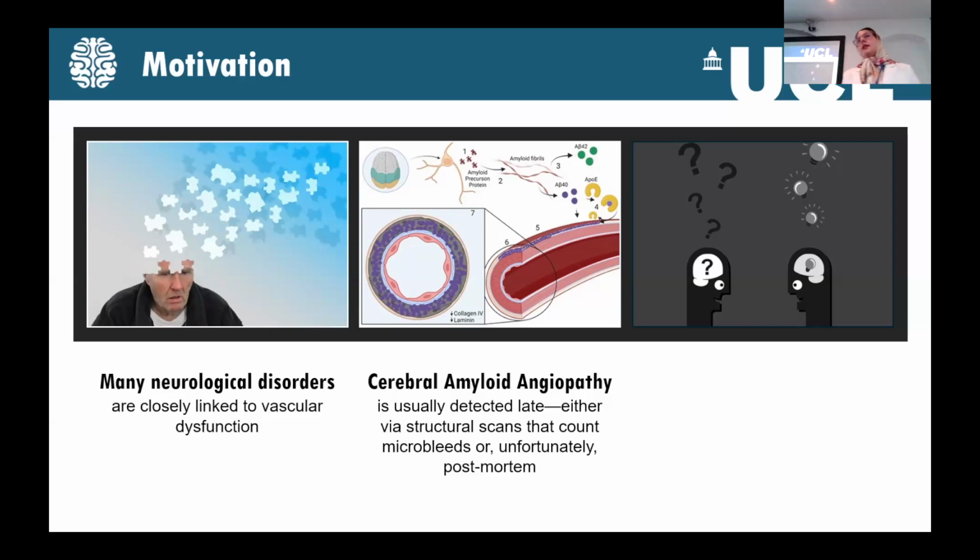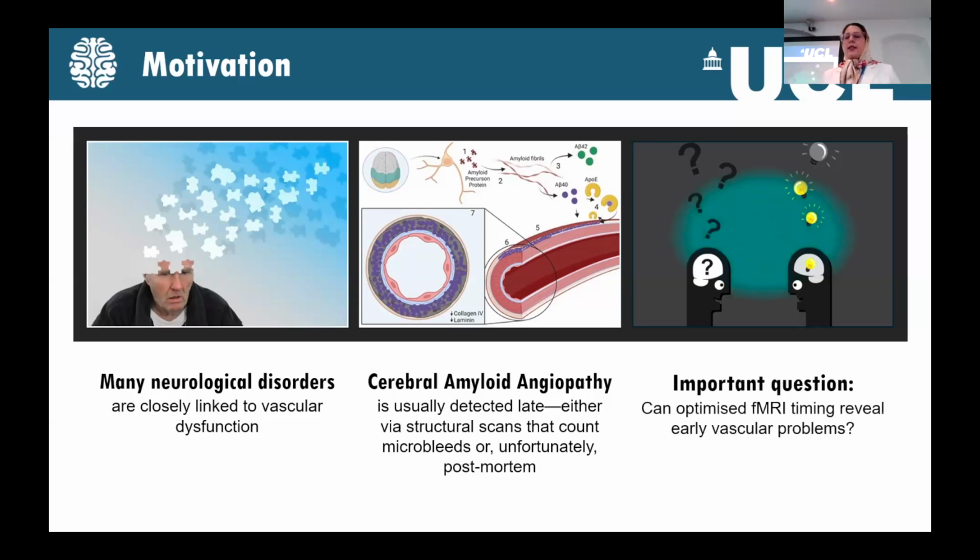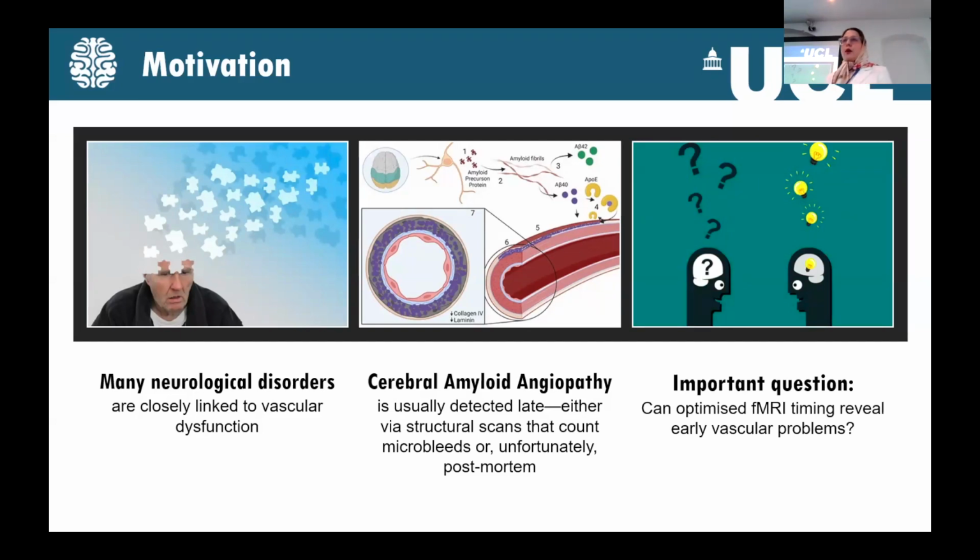And the problem is that it is detected too late. Either we are counting the number of microstructural bleeds in a structural scan, which is not a reliable method, or only post-mortem. So here we're asking an important question: can optimized fMRI timing help detect subtle features in the BOLD that can hint at vascular problems?